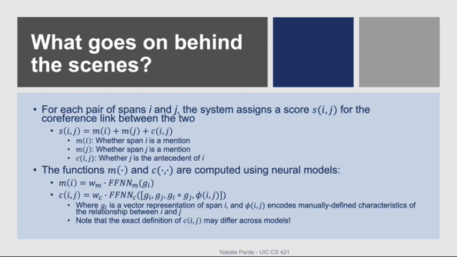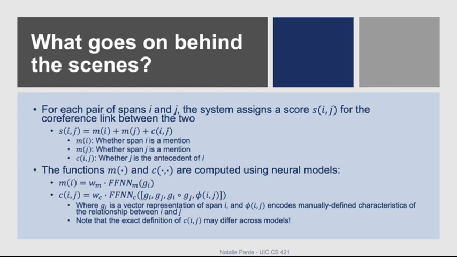The model will compute three values based on those two spans. m(i) will determine whether span i is a mention, m(j) will determine whether span j is a mention, and c(i, j) will determine whether j is an antecedent of i. The model will then assign a score to i and j based on the combination of those three values.